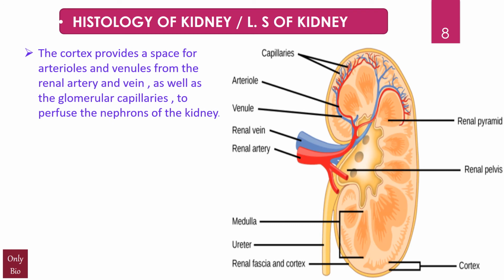The cortex provides a space for arterioles and venules from the renal artery and vein, as well as the glomerular capillaries to perfuse the nephrons of the kidney.